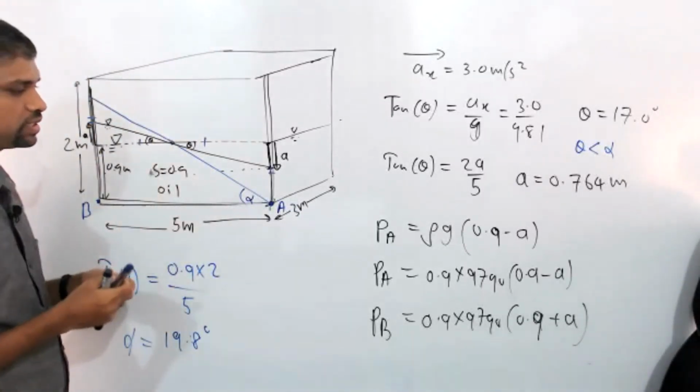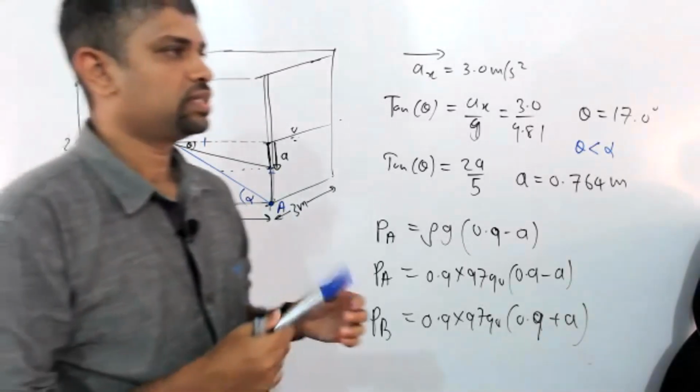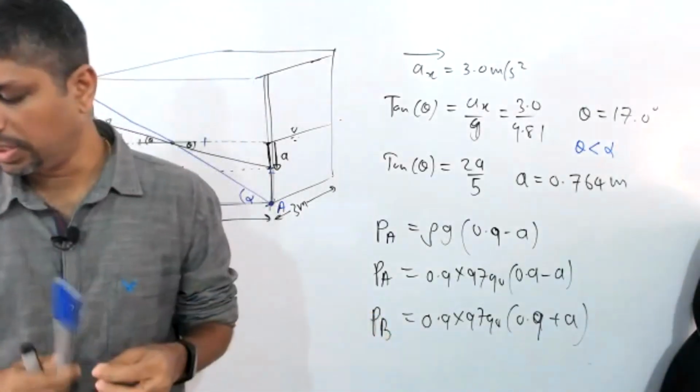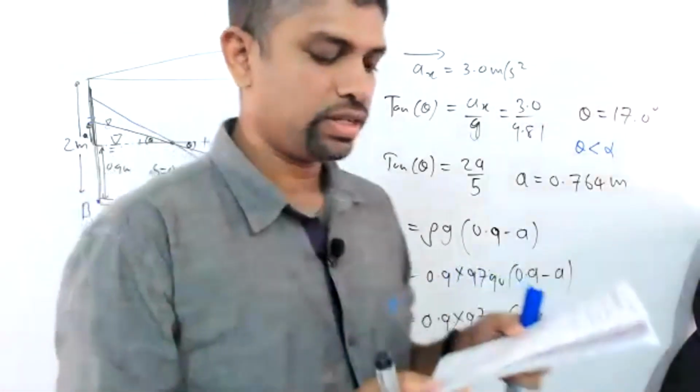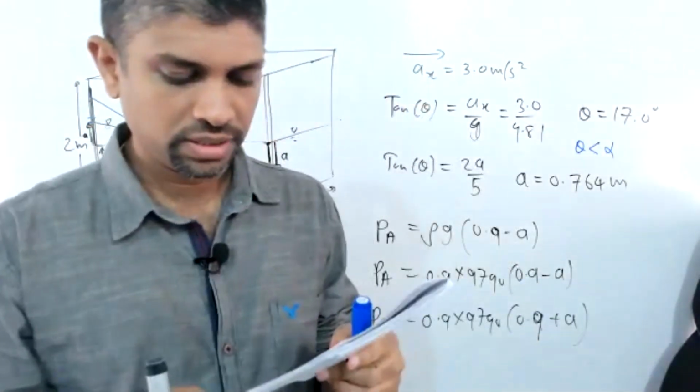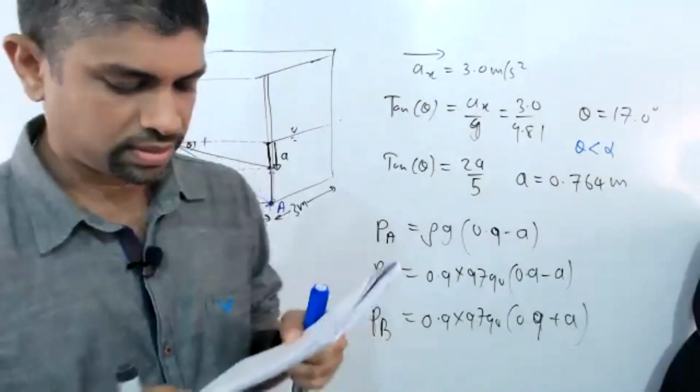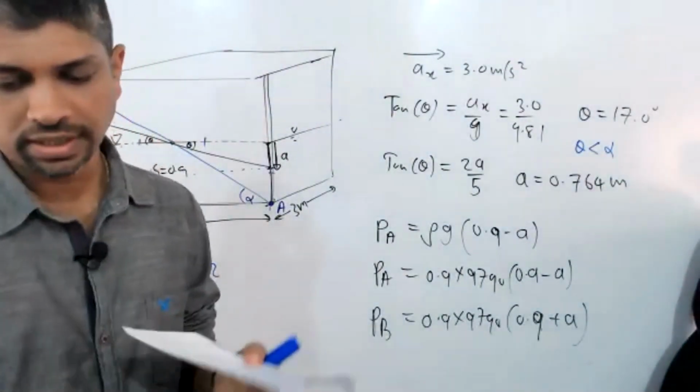The next part is you have to find the new position of the oil surface and the pressure at the bottom of the tank at the front end edge. Okay, we'll go to the next example.